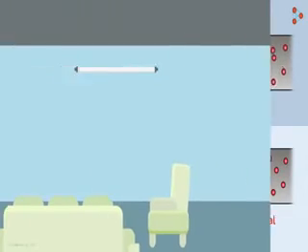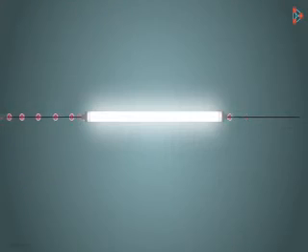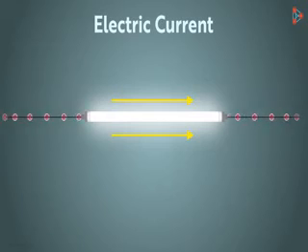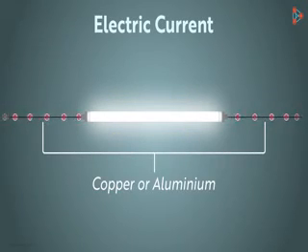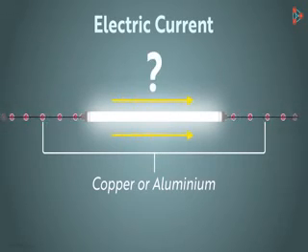Now, any appliance in our house, for example a tube light, works because the negatively charged electrons are moving in the wire in one direction. This unidirectional motion of electrons in a wire is also called electric current. These wires are made of metal, usually copper or aluminium, and you can understand why. But why are the charges in a wire moving in one direction? Or what makes the charges move in the wire?